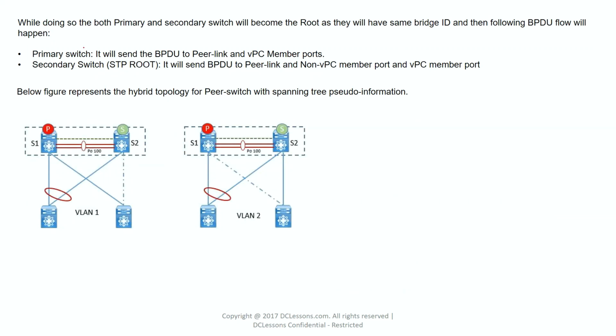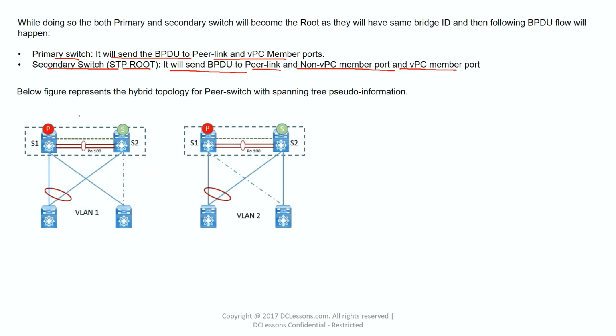So here, we have described the primary switch. It will send a BPDU to the peer link and the VPC member port. The secondary switch, which is an STP root, will send a BPDU to the peer link, non-VPC member ports, and VPC member ports. This figure describes the same.